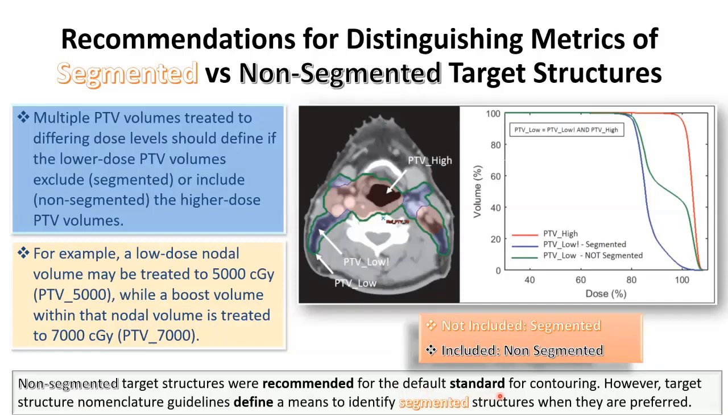For the default standard for contouring, however, target structure nomenclature guidelines define a means to identify segmented structures when they are preferred. So the preferred or the standard to use is what? To use the non-segmented. I mean included.